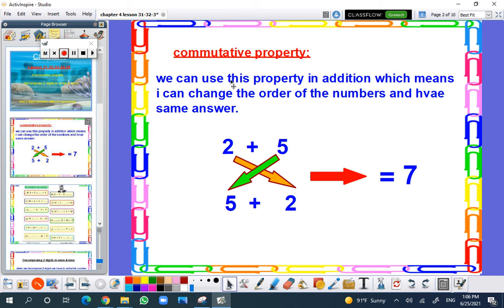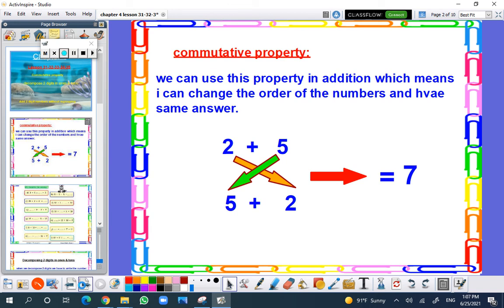Again, we can use this property in addition, which means I can change the order of the numbers or the order of the addends and have the same answer. For example, here I have 2 plus 5. If I change the order of the numbers, if I put 5 first, then 2 second, like 5 plus 2, it gives us the same answer, which is 7. 2 plus 5 equals 5 plus 2, which is 7. This is called commutative property.